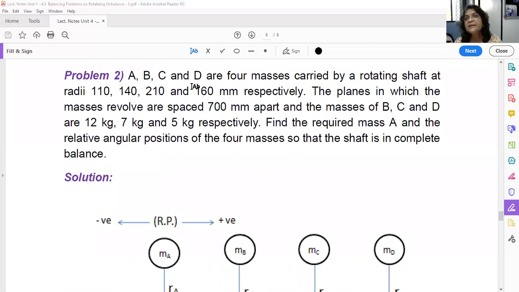A, B, C and D are 4 masses carried by a rotating shaft at radii 110, 140, 210 and 160 mm respectively. The planes in which the masses revolve are spaced 700 mm apart and the masses of B, C and D are 12 kg, 7 kg, 5 kg respectively. Find the required mass A and the relative angular positions of the 4 masses so that the shaft is in complete balance. Okay. See, this is the configuration diagram.